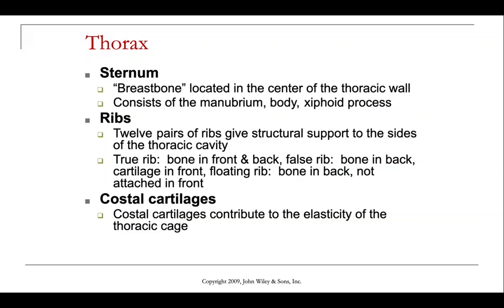So with ribs, again, true rib, bone in front and back, false rib, bone in back, cartilage in front, floating rib, bone in back, no attachment in front. So those costal cartilages are going to contribute to the elasticity of the thoracic cage. If you put your hands around your rib cage right now and you take a big breath in, you can feel that the rib cage has quite a bit of movement in it.